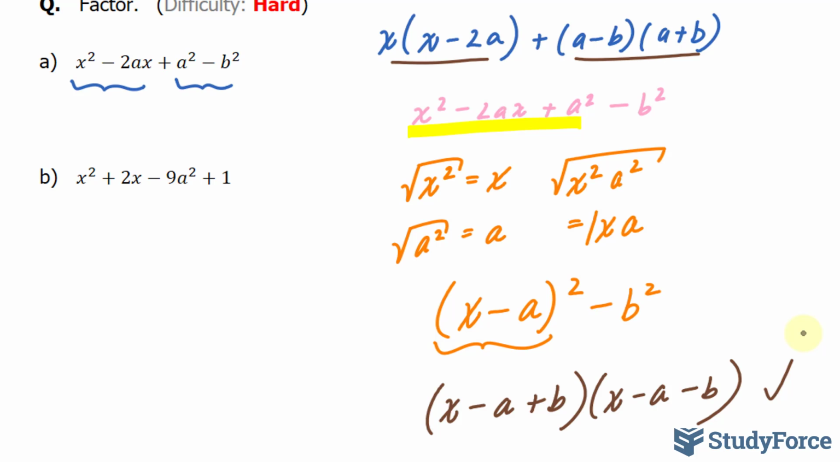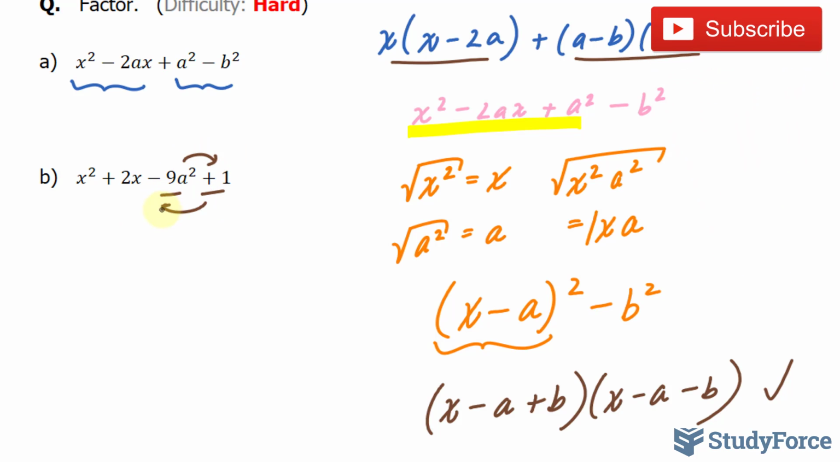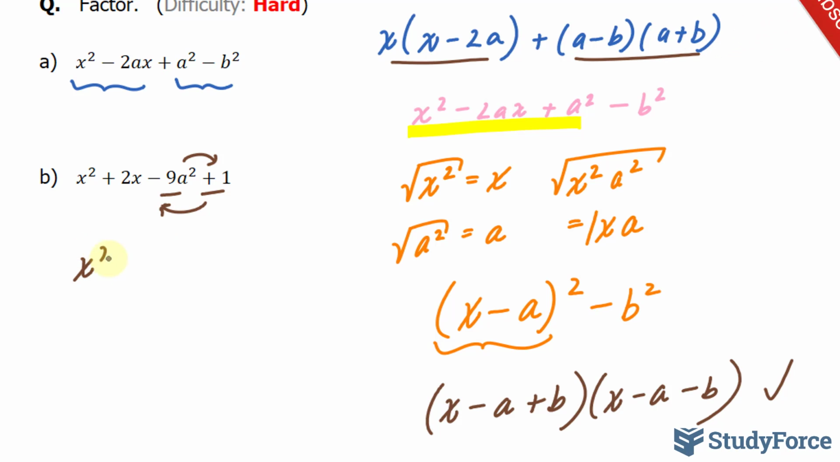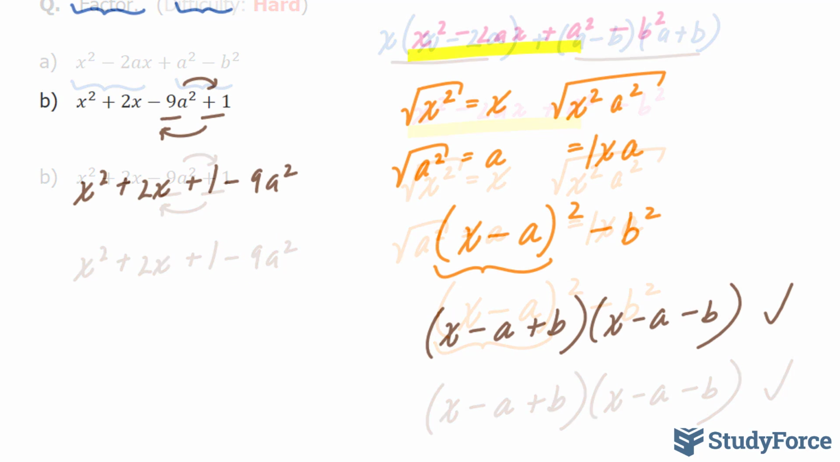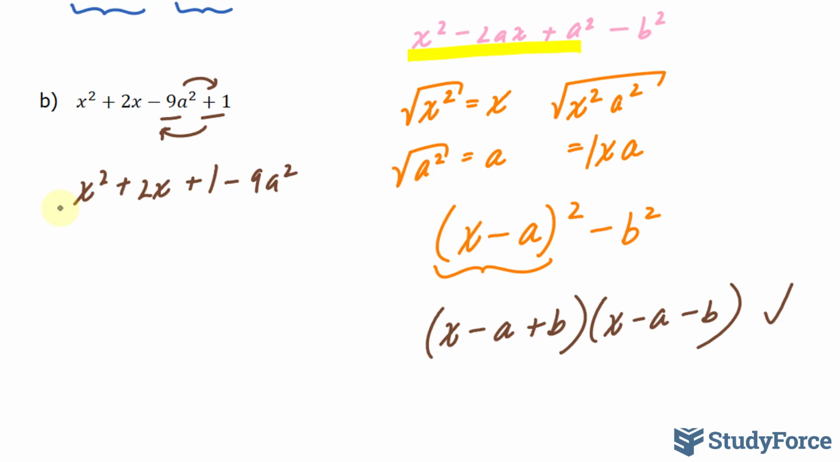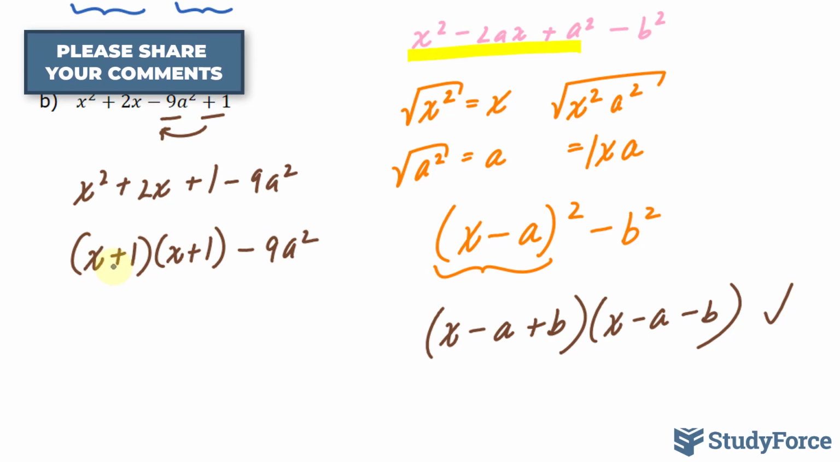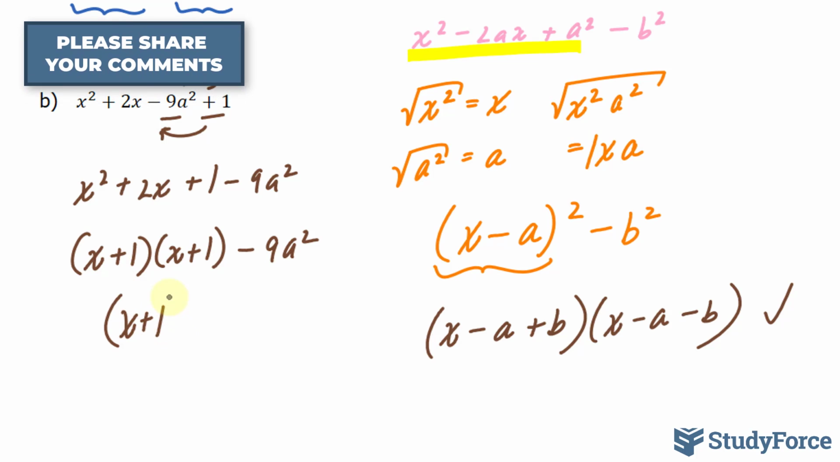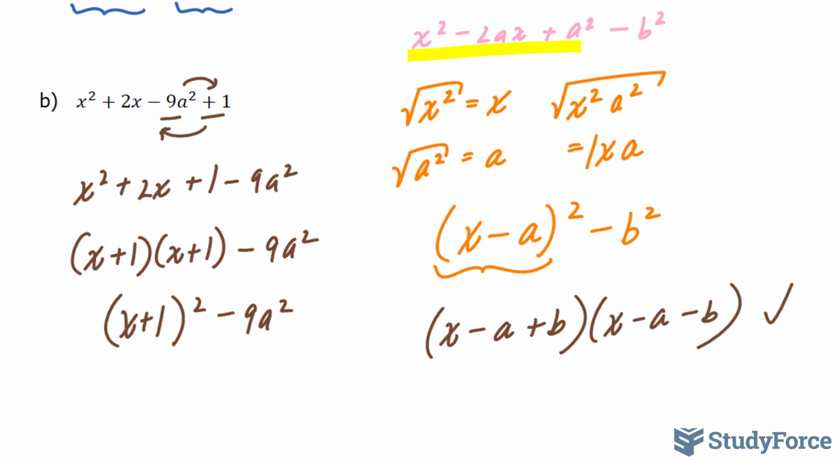Moving on to question B, this also took me 2 attempts, but I'll just show you the correct one. What I did was rearrange this expression so that this term and this term took each other's place, where I have x squared plus 2x plus 1 minus 9a squared. By factoring through trial and error, this can be factored into 2 factors. What 2 numbers multiply to 1 and add to 2? That's easy, 1 and 1. So I broke it down into x plus 1 and x plus 1, minus 9a squared. These are twins, so we can write it as x plus 1 squared minus 9a squared.